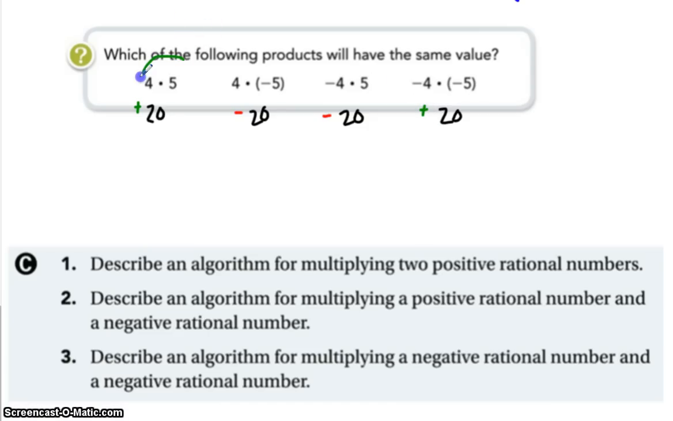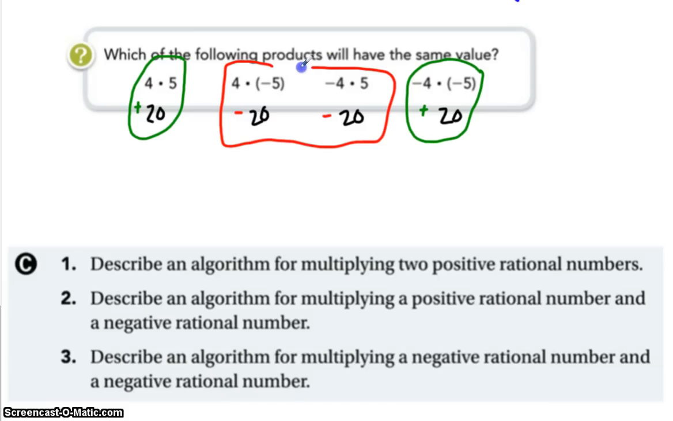So the positive times the positive and the negative times the negative will have the same value. And then these two in the middle, the negative times the positive and the positive times the negative, will also have the same value.